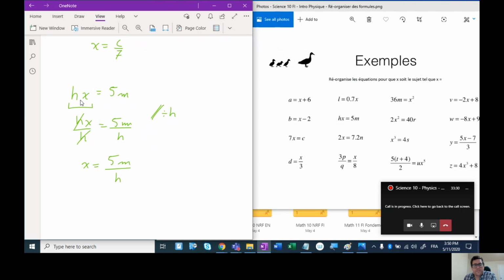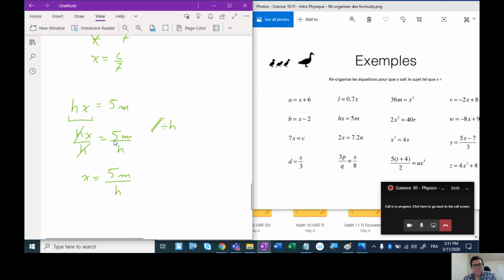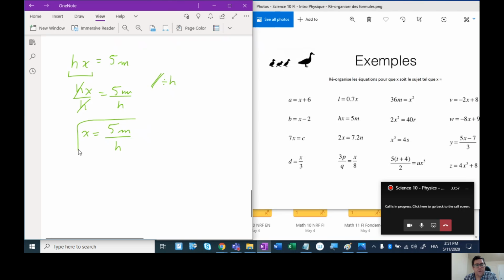Some of you may notice that the h here that was timesing x is now dividing 5m. It's like it went from here to here, but in the opposite way. You'd be right. Sometimes when we teach math, we talk like that. We'll say we'll bring h under here. But that's what it means. This is the final answer, proper answer.